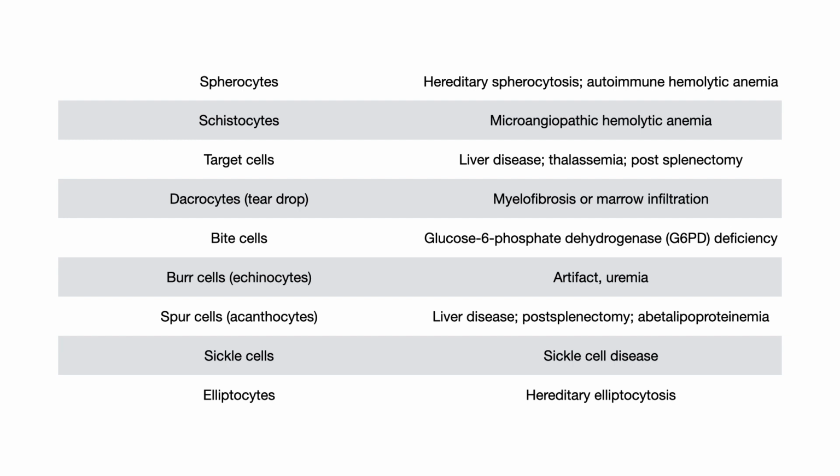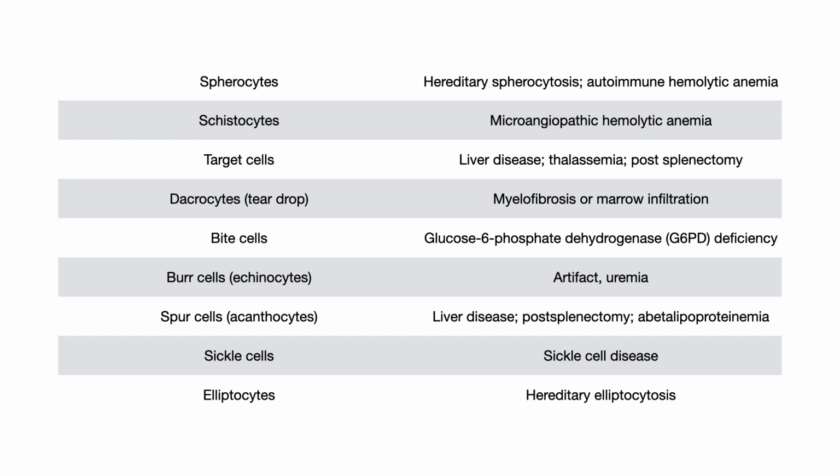They look just like a teardrop. And I'm going to show you some of these as well as images. I just want to list them here. Bite cells in glucose 6-phosphate dehydrogenase deficiency. Basically, it's like they took a bite out of the cell.